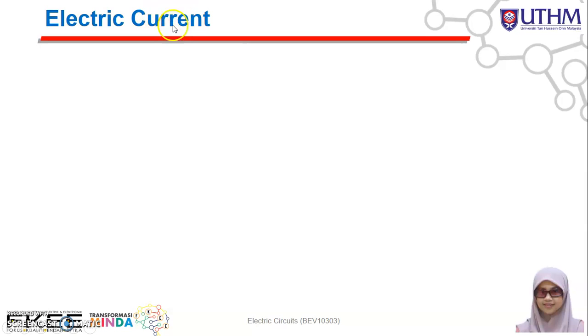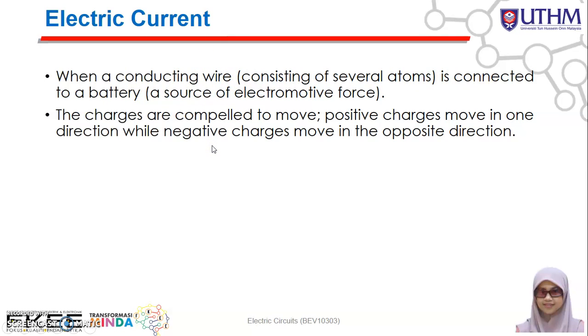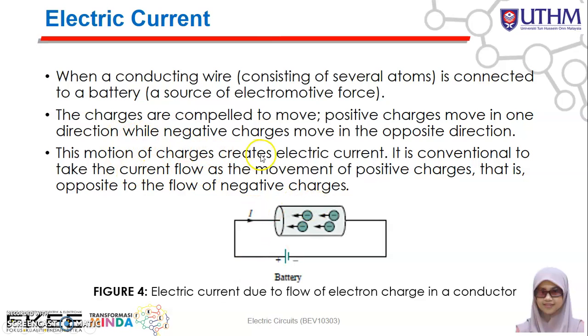Electric current. How is the electric current created? What causes the electric current to flow? When you have a conducting wire that you connect to a battery, inside the wire you have several atoms, and atoms include protons, electrons and neutrons. So the wire consists of charges. When you connect the wire to the battery, the charges are compelled to move: positive charge moves in one direction, while negative charge moves in the opposite direction. This motion creates the electric current.